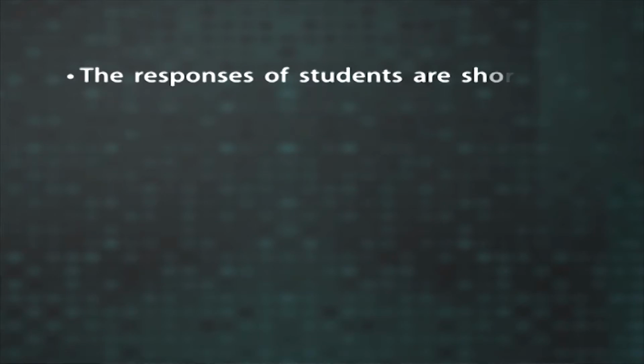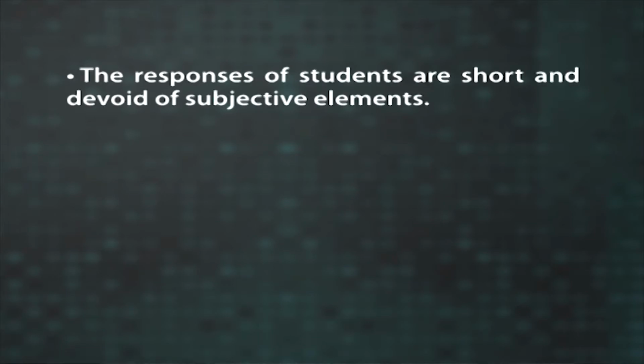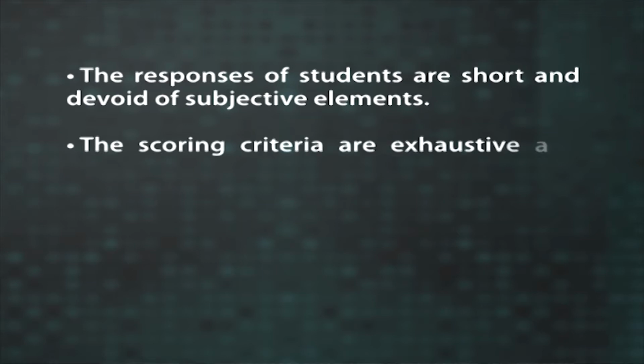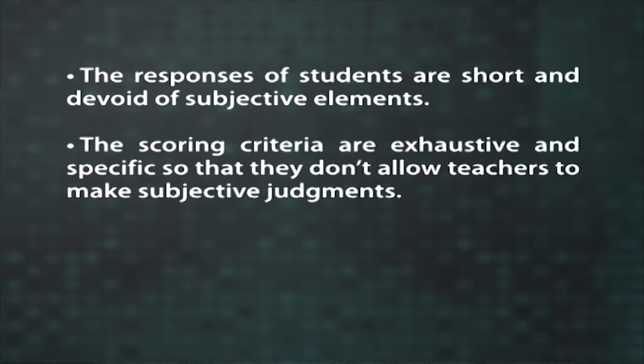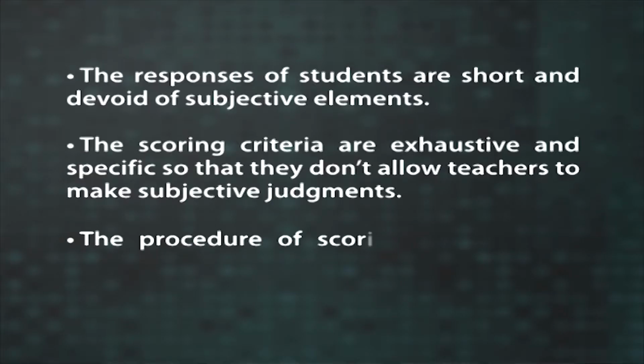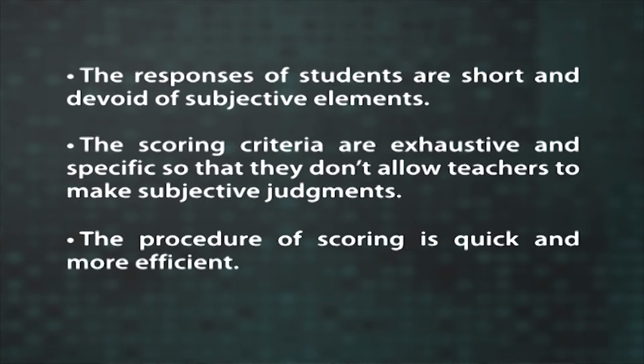The main characteristics of objective questions are clearly expressed in this definition itself. Let us examine them one by one. The responses of students are short and devoid of subjective elements. The scoring criteria are exhaustive and specific so that they do not allow teachers to make subjective judgments. Consequently, any teacher who scores an objective type item following the prescribed criteria will assign the same test score. The procedure of scoring is quick and more efficient.